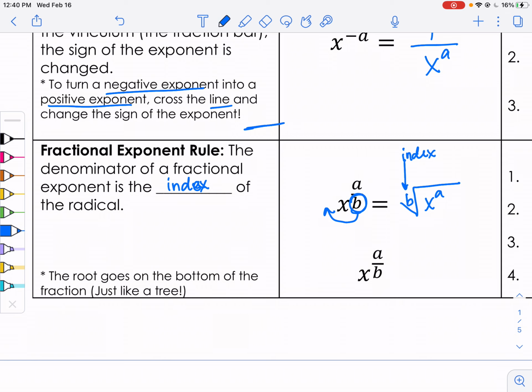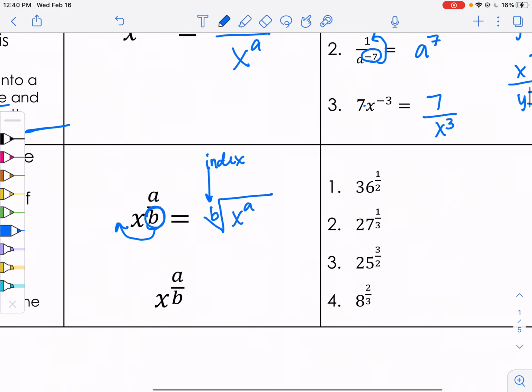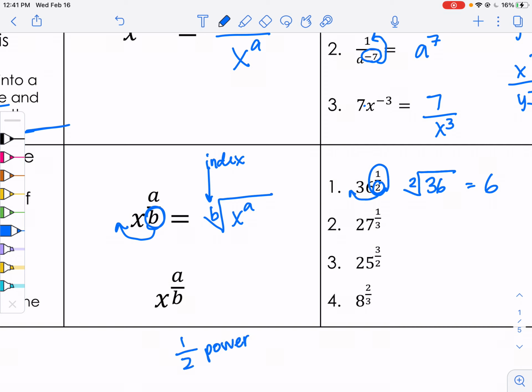So if we have, let's use an example. If we have something like this, the 2 is going to swing out in front, so we're going to have the square root of 36 to the 1 power. The 1 power we don't need to write, so just square root of 36 would be 6. So a 1/2 power is like a square root.